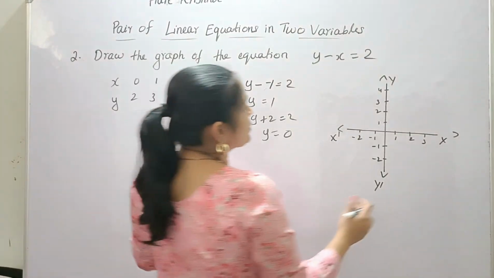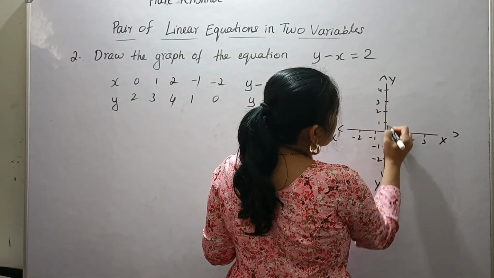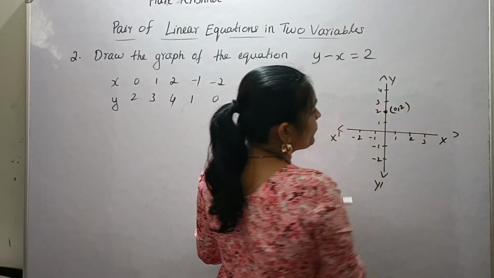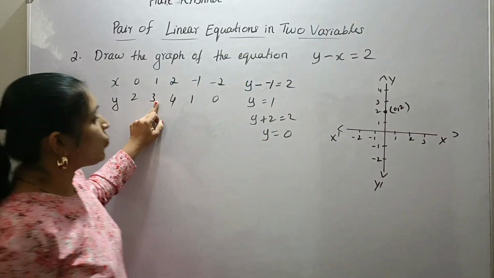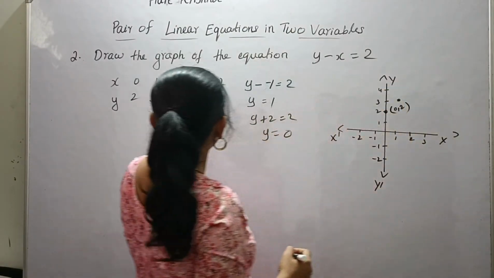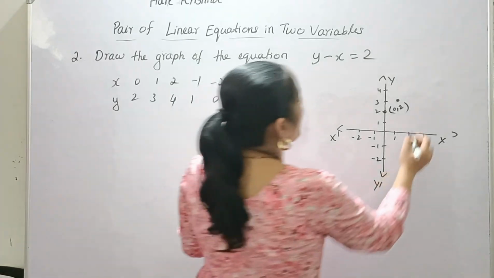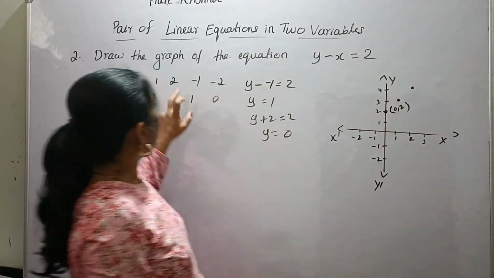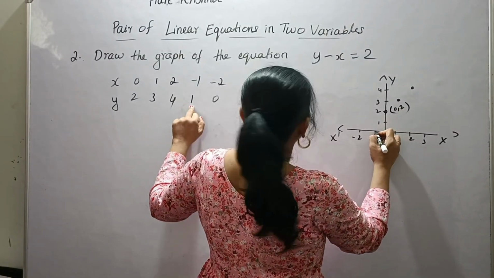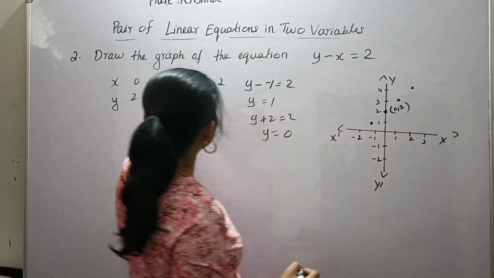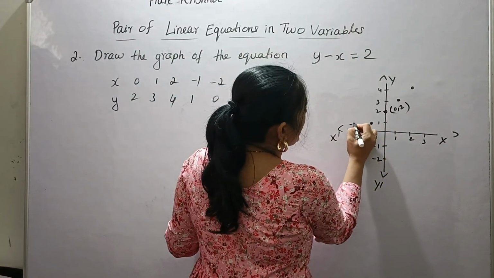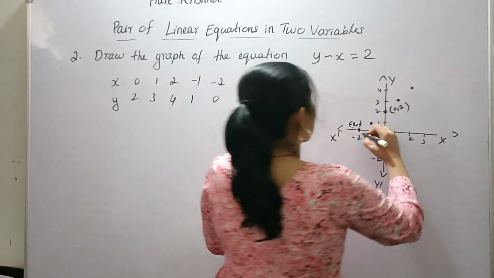Now let's plot the points. When x is equal to 0, y is equal to 2, it is the point 0, 2. When x is equal to 1, y is equal to 3, it is the point 1, 3. When x is equal to 2, y is equal to 4, it is the point 2, 4. When x is equal to minus 1, y is equal to 1. When x is equal to minus 2, y is equal to 0, it is the point minus 2, 0. Now, let's join these points.